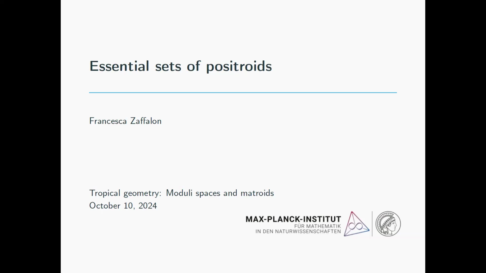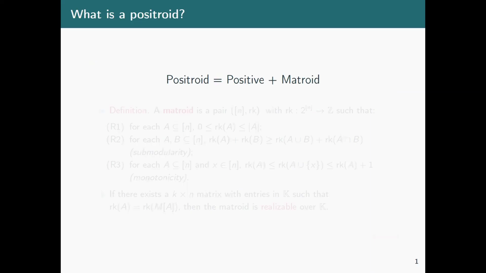So the title of this workshop is Tropical Geometry, Moduli Spaces, and Matroids. I'm gonna focus on the matroid part of it, but if you see some interesting connection to moduli spaces and tropical geometry, please do let me know. Okay, so I'm gonna talk about positroids. So what are positroids? Positroids are just positive matroids. So let's see what it means for a matroid to be positive.